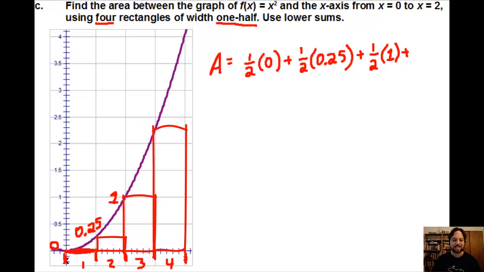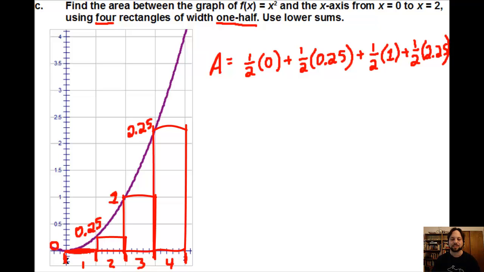Now let me build up our fourth rectangle, and there it is. And where exactly is this? It looks like 2.25 where it hits the graph, but just to make sure, let me run it through my function. So I'd have 1.5 squared, which, yes, is in fact 2.25. That's going to tell me the height of that rectangle. So it has a width of 1/2 and a height of 2.25.